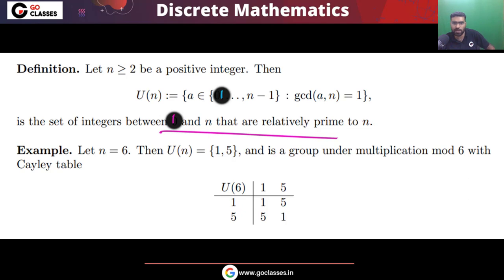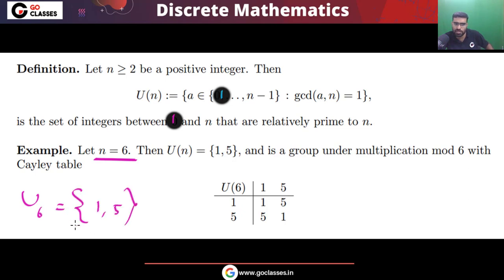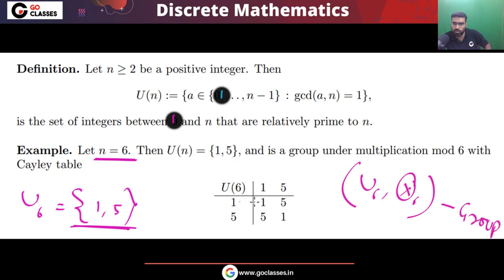This is your Un. For example, if n is equal to 6, then what is U6? U6 will be 1, 5. And remember, this U6 under multiplication modulo 6 will be an abelian group. This is the Cayley table. You can check it out. Inverse of 1 is 1. Inverse of 5 is 5.